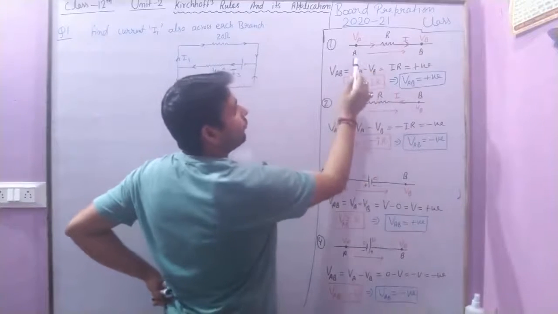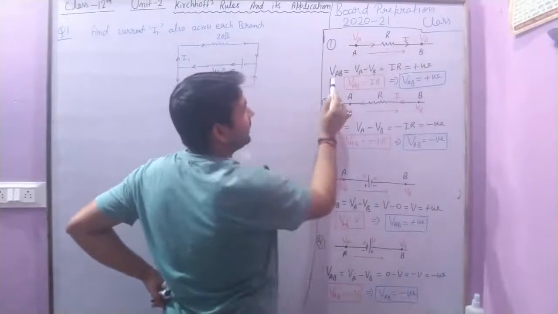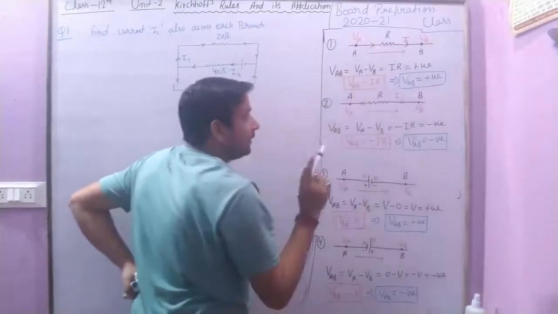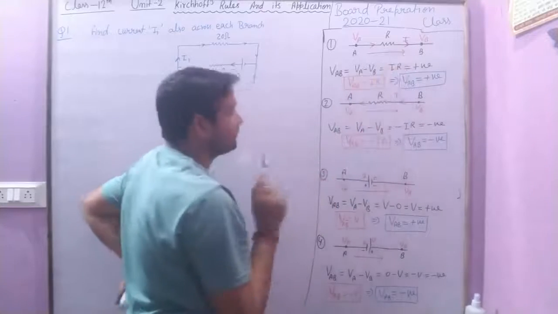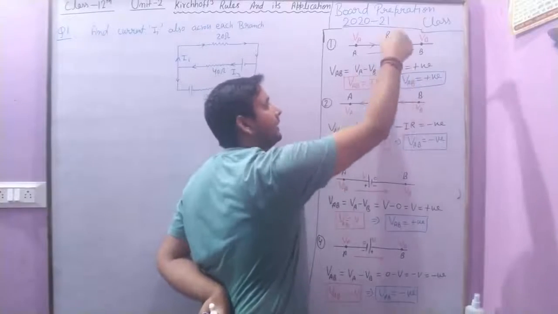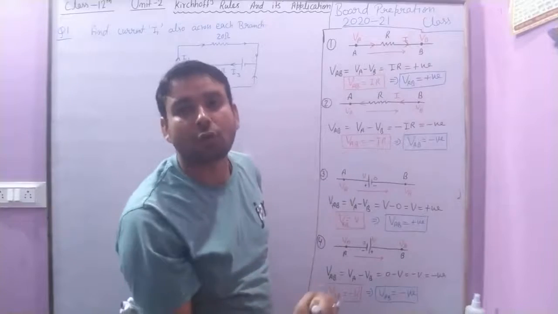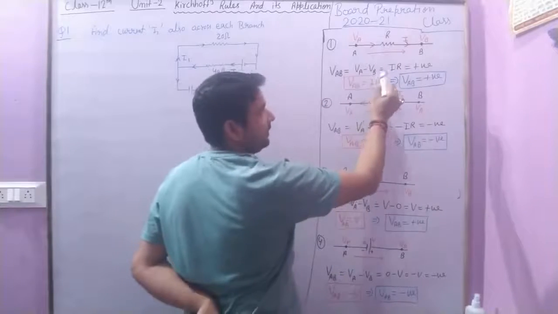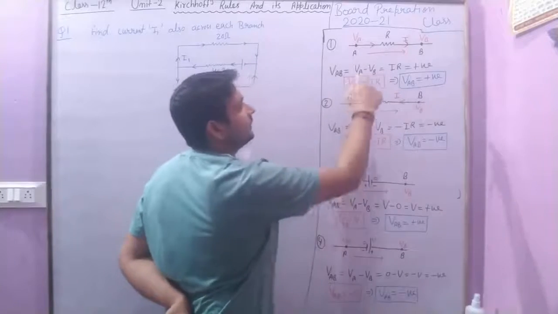Therefore, when we move from A to B and the current is also moving from A to B, we get VAB equals VA minus VB, which means the potential difference between the two points. Always remember, students, VA is greater in this case because the current is moving from A, and some of it is taken by the resistance R, so the potential drops across R. Therefore, the potential at point B is smaller than the potential at A. That is why it is taken as VAB.